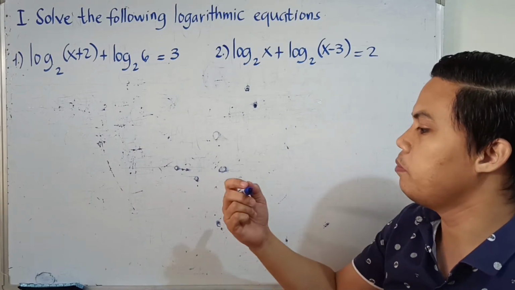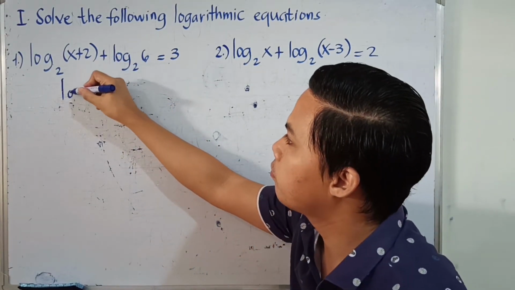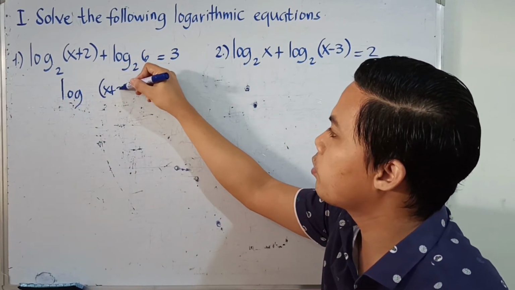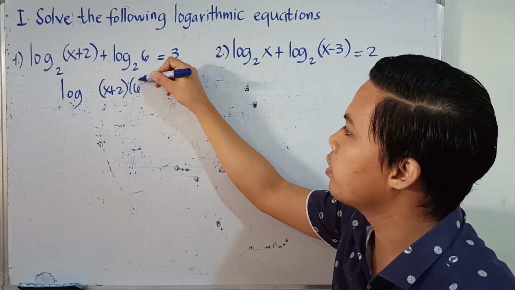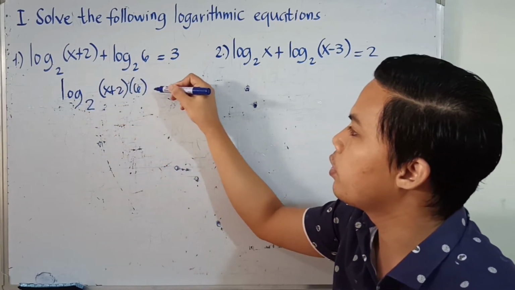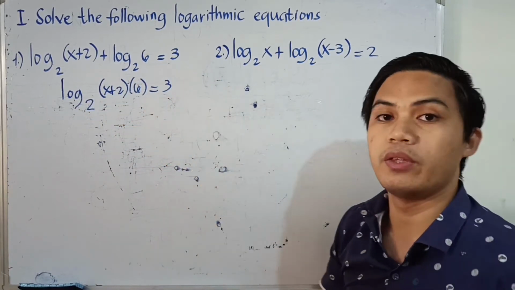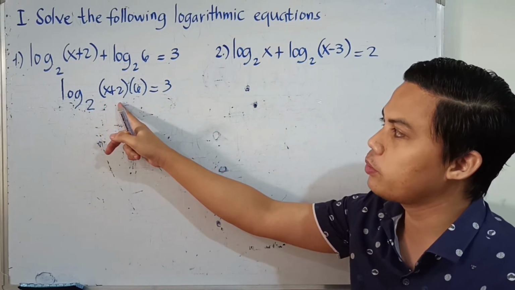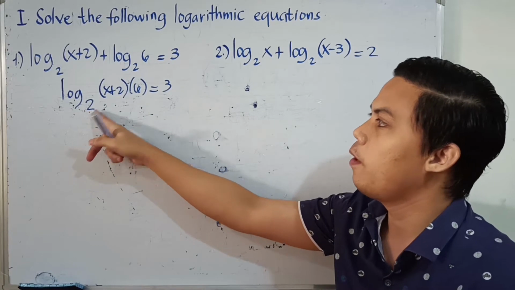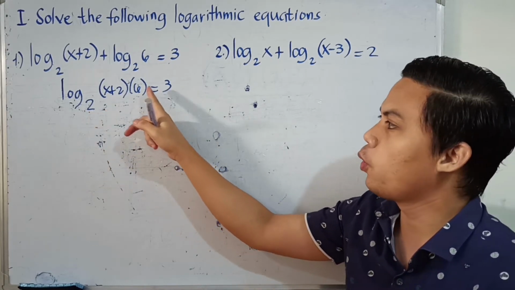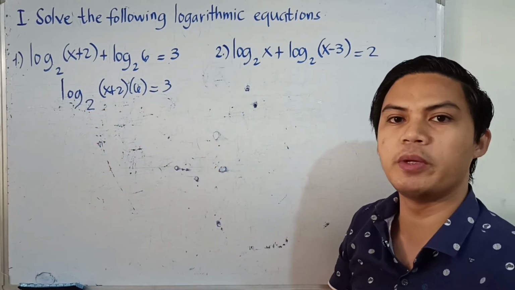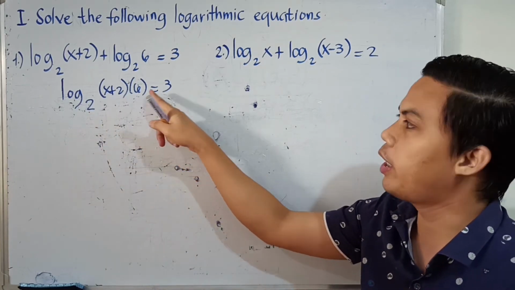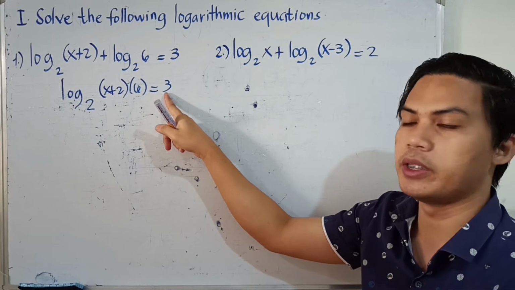So it will become the logarithm of x plus 2 times 6 to the base 2 is equal to 3. So we have the logarithm of the quantity x plus 2 times 6 to the base 2 is equal to 3. So we're going to simplify now the argument part. Again, this is the base, this is the argument part, and this is our exponent.